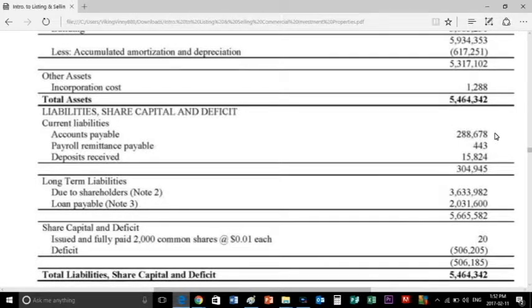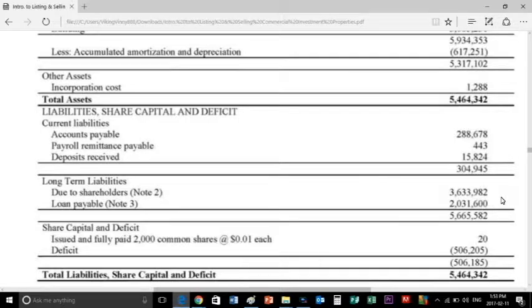We have current liabilities, accounts payable, $288,678. We've got the payroll remittance payable, $443. Deposits received, $15,824. You add all these current liabilities together, you will get $304,945. Long-term liabilities due to shareholders, note 2, $633,982. And loan payable, note 3, we've got $5,665,582.